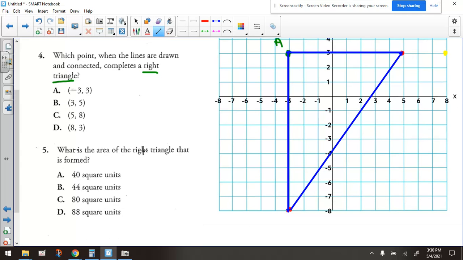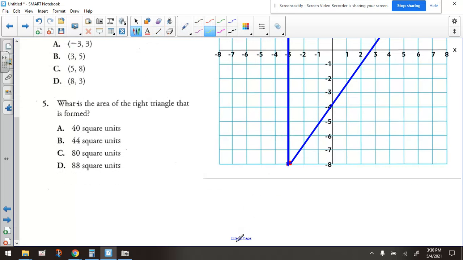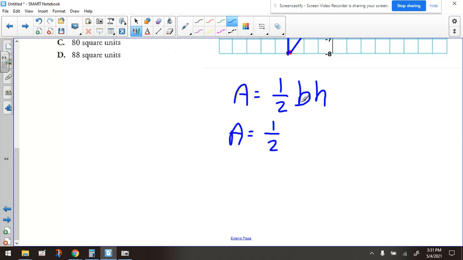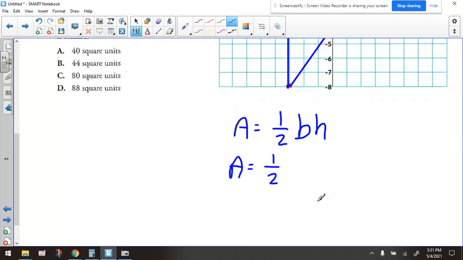It says, what is the area of the right triangle that is formed? So here's our right triangle. We have to figure out what's the base and the height. Remember, we use the numbers that are perpendicular to each other. So let's write the formula down. The formula is area equals half of the base times height. Area equals half, and then remember, we use the 2 numbers that are perpendicular to each other.